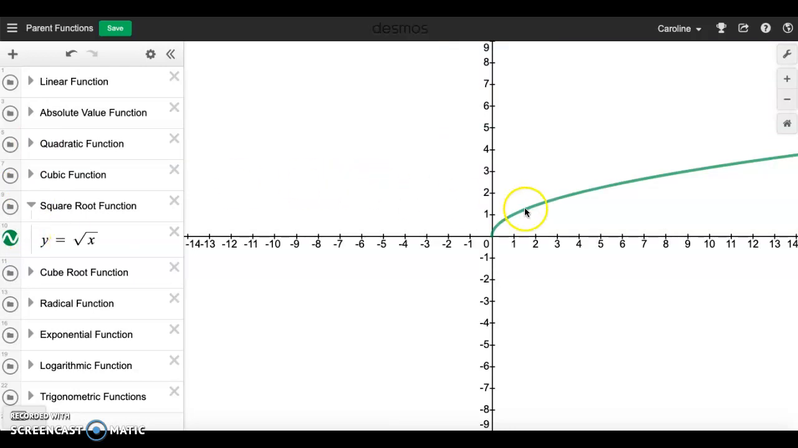Interesting. We talked about this a little bit in Algebra 2, but our square root function starts at 0. We can't have any negative values under the root, they would be imaginary. So that's why it's got to be only positive and increasing in this positive direction.